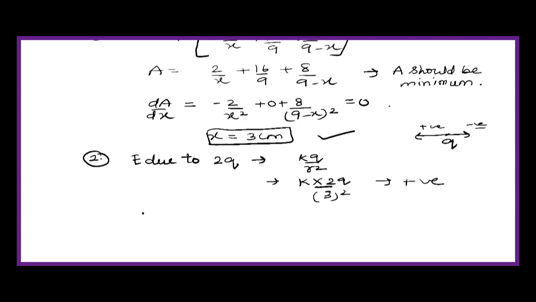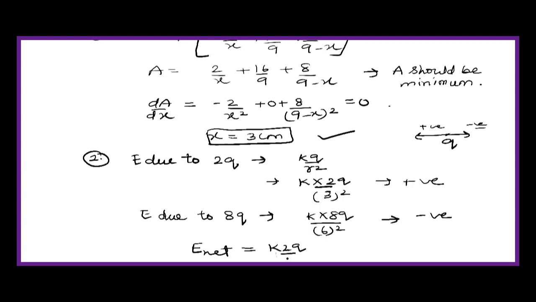Now E, the electric field due to 8q, is k into 8q divided by r squared, where r is 6, so 6 whole square. Take it negative because this direction is opposite. Now the E net is equal to k 2q by 9 minus k 8q by 36, that is 8kq by 36.